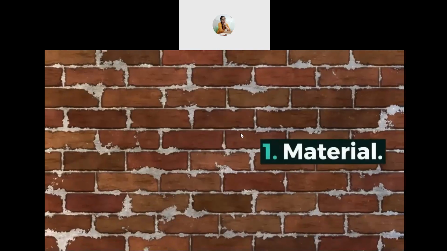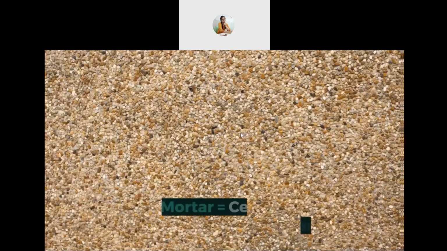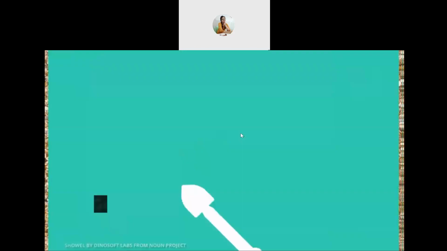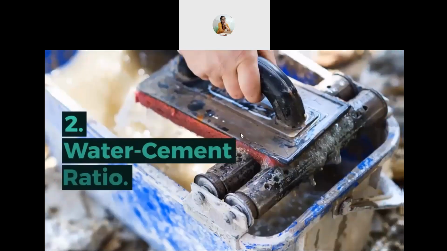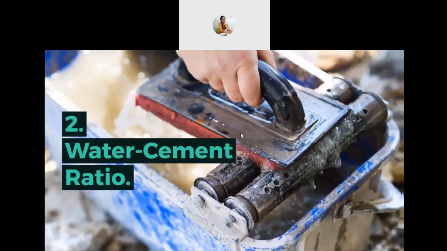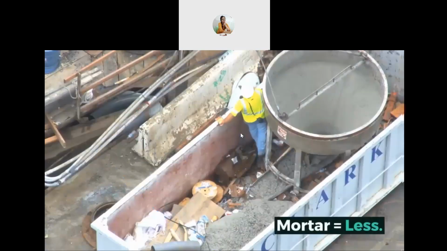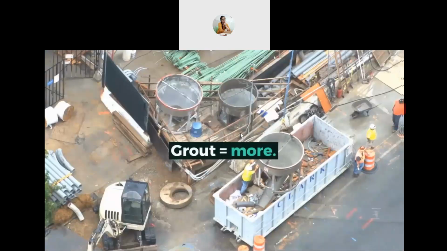1. Material. Mortar is a mixture of cement, sand, lime, and water. And grout is a mixture of cement, water, sand, epoxy, acrylic, and polymer. 2. Water-cement ratio. Water-cement ratio in mortar is mostly less, and in grout, it is mostly more.